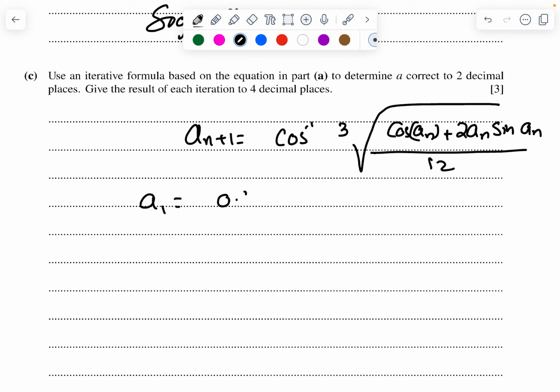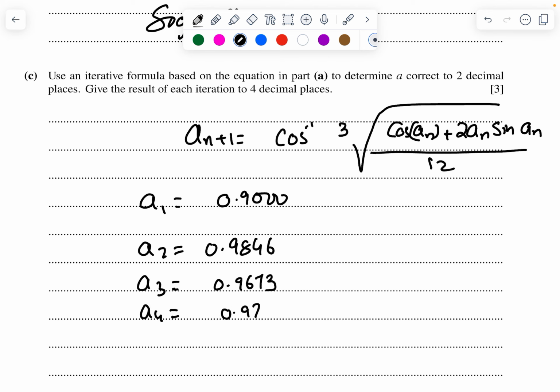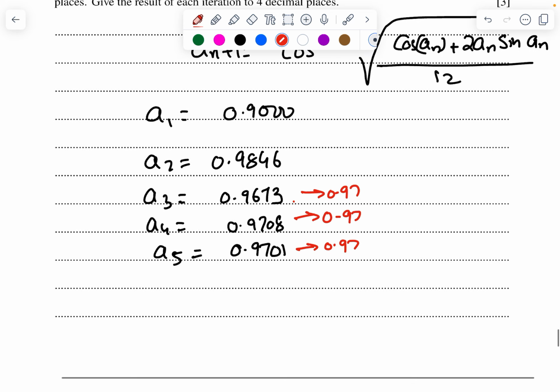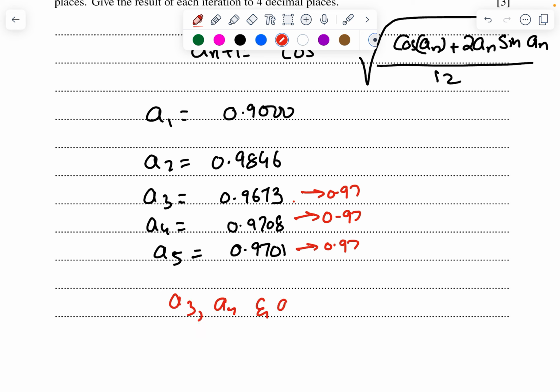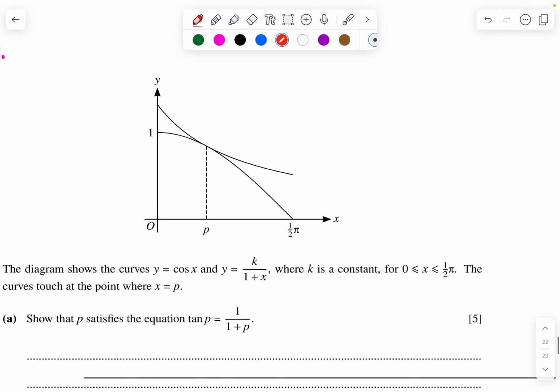So a1 equals 0.900, a2 equals 0.9846, a3 equals 0.9673, a4 equals 0.9708, a5 equals 0.9701, then 0.97, 0.97 and 0.97. So therefore a3, a4 and a5 all round to 0.97 to 2 decimal places. So a equals 0.97.